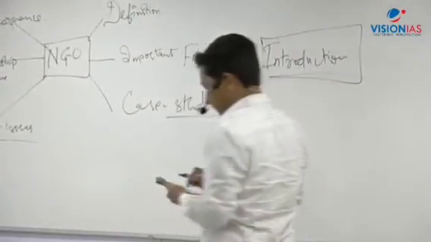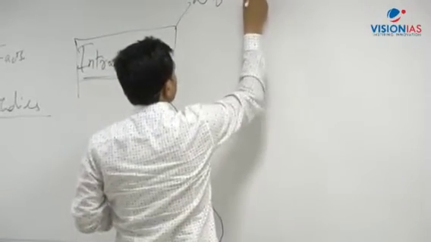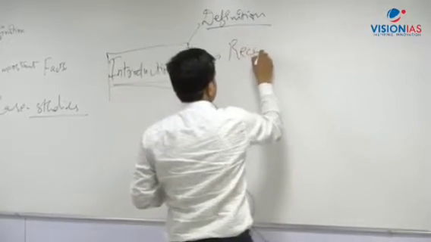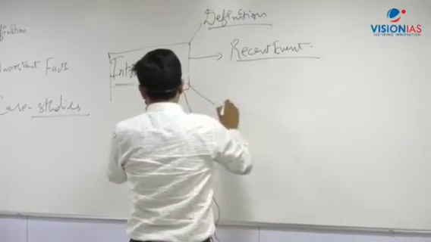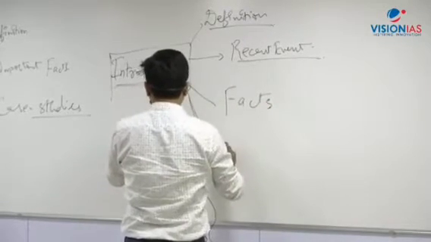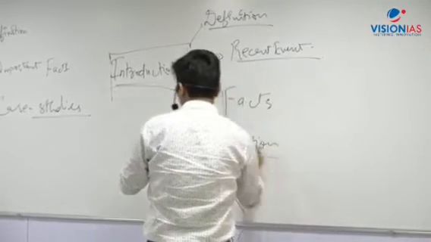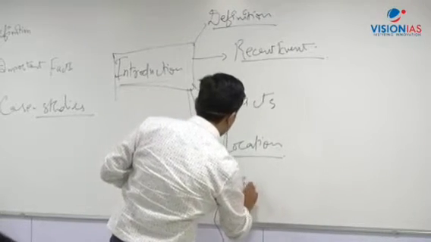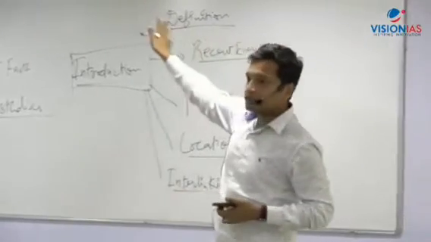a particular question. First is the definition of, then second is the recent event. I'll explain everything. Sorry for the handwriting on the board, but I'll explain everything. Maybe you will be able to understand. First part is the definition.